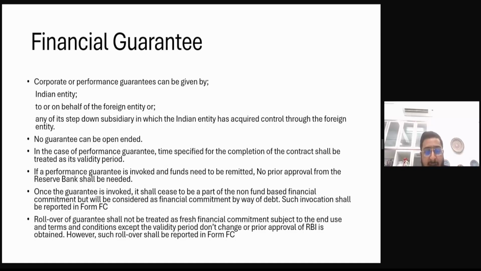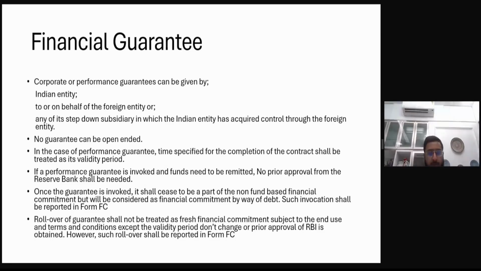In case of a performance guarantee, the time specified for completion of the contract shall be treated as the validity period. If a performance guarantee is invoked, you'll have to transfer the funds. At the time of transfer of funds, you won't require prior approval of RBI again, because while giving the guarantee you have already gone through the same, if applicable.